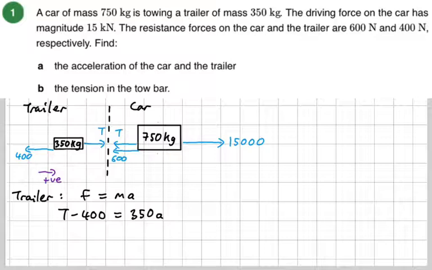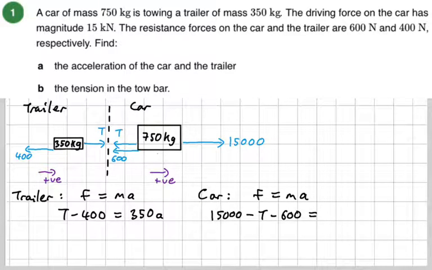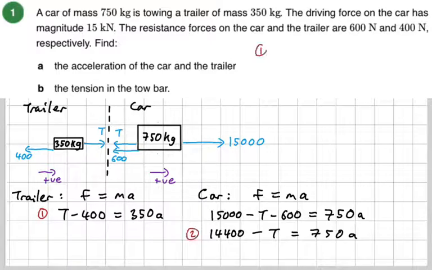So let's now look at the car. Again, we need to choose a positive direction, but it makes sense to choose the same one as before. The resultant force this time is 15,000 minus T minus 600. And mass times acceleration this time is 750A. Now just tidying up this one here, 15,000 minus 600 is 14,400. And now there we have it, our two simplified equations. We've got two equations and two unknowns. That's simultaneous equations. So label your equations. I'm just going to rewrite them up here where I can look at them properly and solve them sensibly.